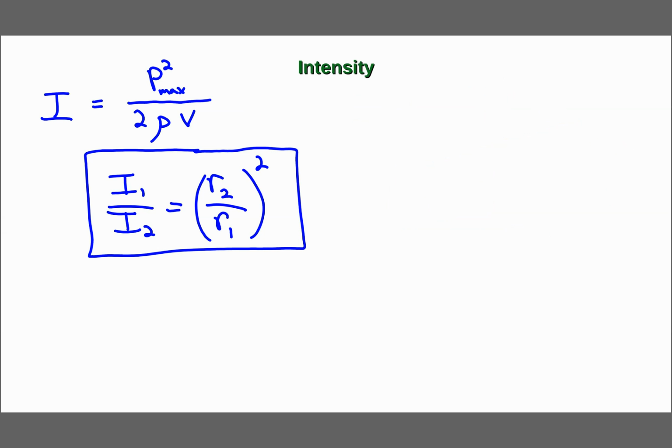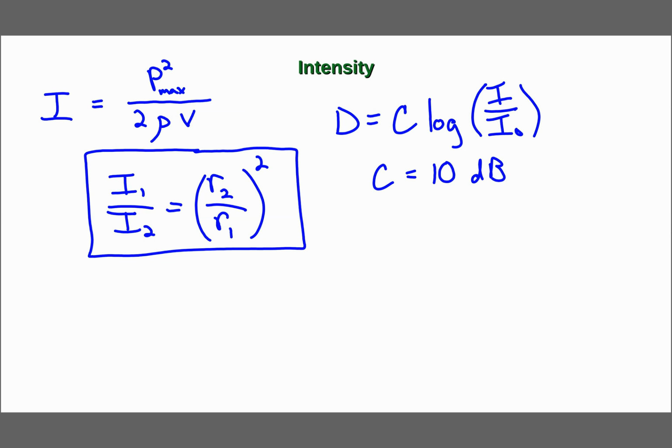Okay? So we also have a standard scale for describing the loudness of something, and that scale is called the decibel scale. The decibel scale relates the intensity of a sound to a reference intensity. So the formula for calculating sound intensity in decibels is D equals, I'm going to say C here, log I over I naught. And in this, C is equal to 10 decibels. Little d, capital B is a decibel.